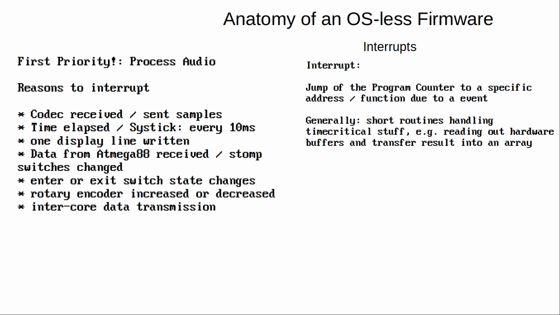One interrupt is occurring when the codec received or sent a certain amount, 16 in our case, of samples. Further, when time has elapsed, one line is written to the display, data from the ATmega is received, the state of the enter and exit switch has changed, the rotary encoder is increased, and some inter-core transmission happened. Also, interrupts are generated. The latter is due to the fact that sometimes both cores are used to do some heavy computation when processing samples.